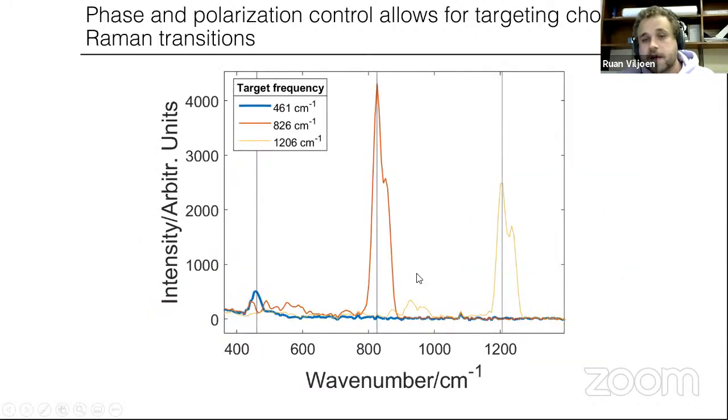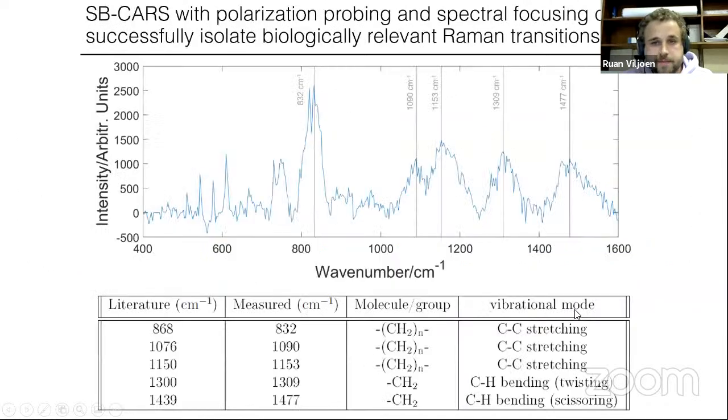So we were able to do a measurement of this. This is a sample of paraxylene, and we were able to target particular Raman transitions while suppressing everything around it. So that's a success. And then I'm just going to skip to this last one.